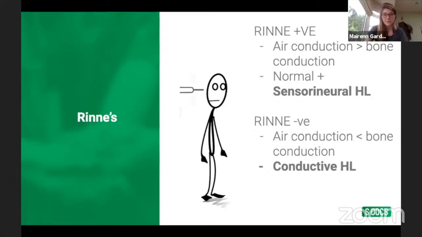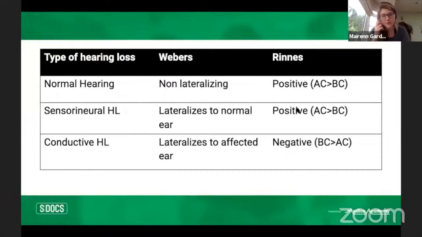So you've now done Webers and Rinnes, and you then need to put all of this information together to work out what situation you've got. So I've created a table for you here just to really go over it again. If a patient has normal hearing, in Webers, it will be non-lateralizing, so it will sound the same in both ears.